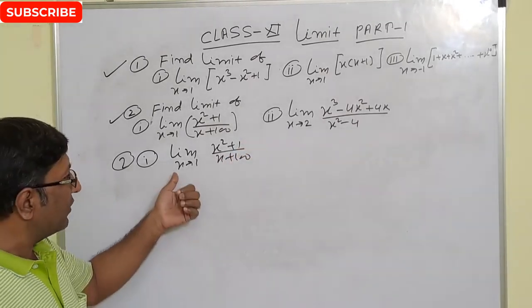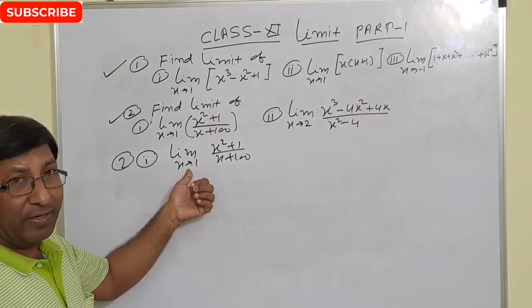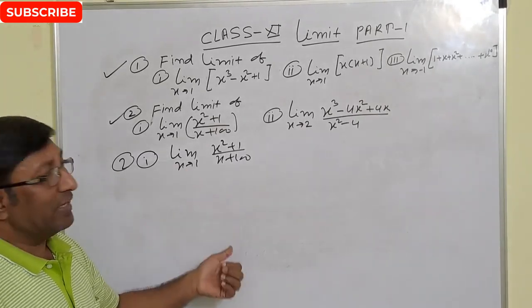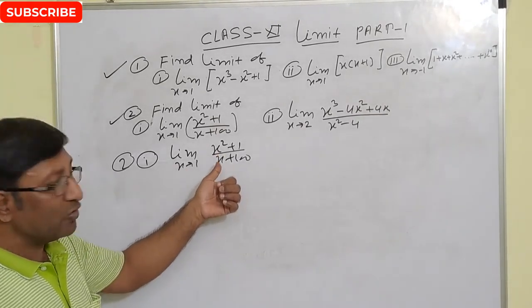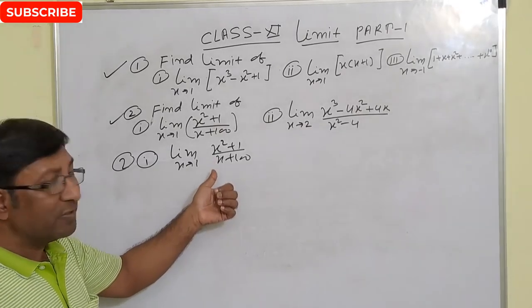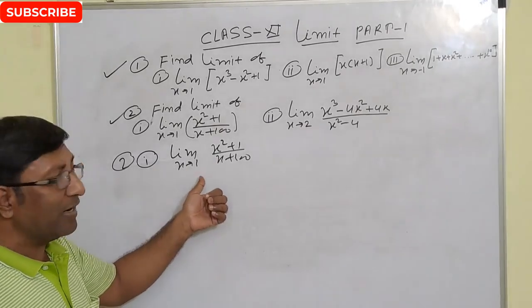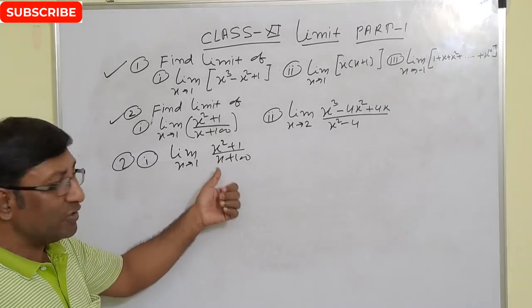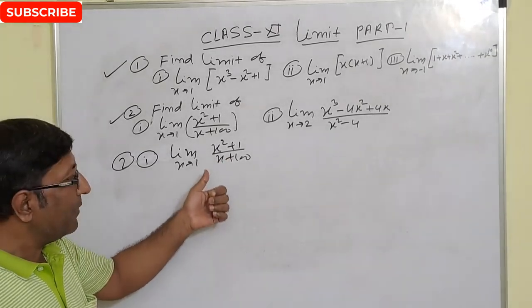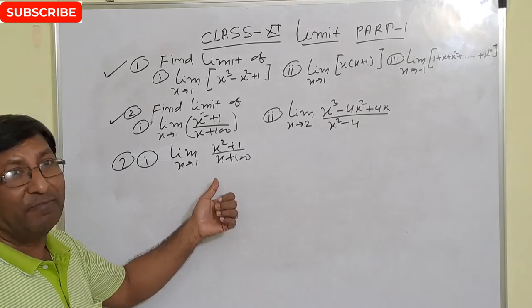So again put the value of x tends to 1, so x equal to 1, and just check whether it is 0 by 0 form or not. If it is not 0 by 0 form, then our answer will be correct. If there is a 0 by 0 form, then make a factor and cancel out the common factor.